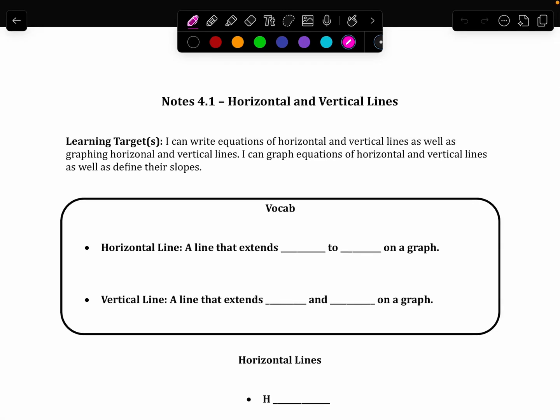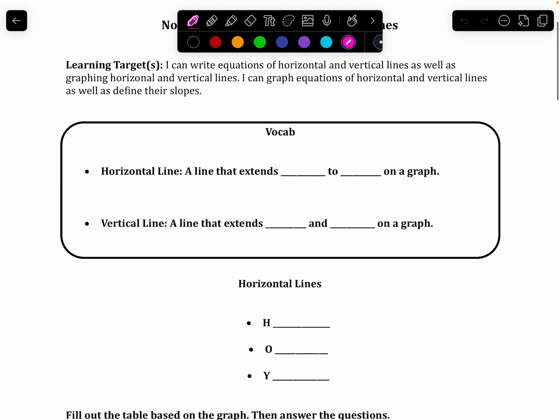Hello, today we're going to be going over notes 4.1, which talk about horizontal and vertical lines. We are still in our linear unit, or our linear section of Algebra 1. So today we're just going to be focusing specifically on lines that are horizontal and vertical. Our learning target is I can write equations of horizontal and vertical lines, as well as graphing horizontal and vertical lines. I can graph equations of horizontal and vertical lines, as well as define their slopes.